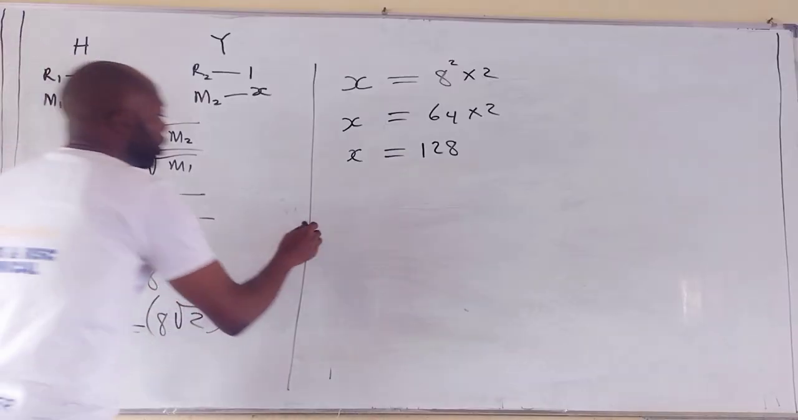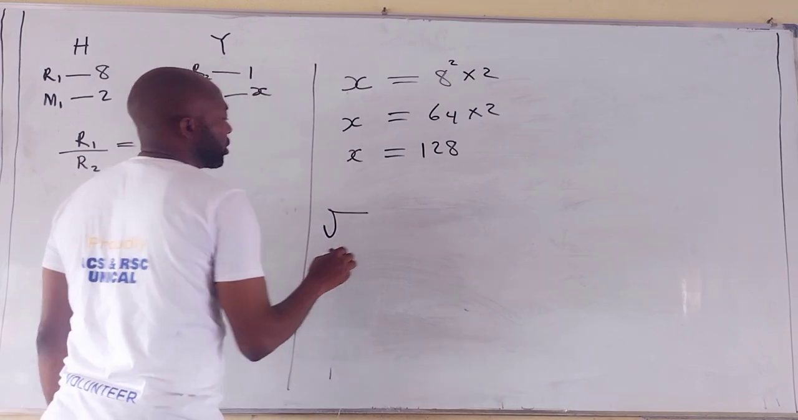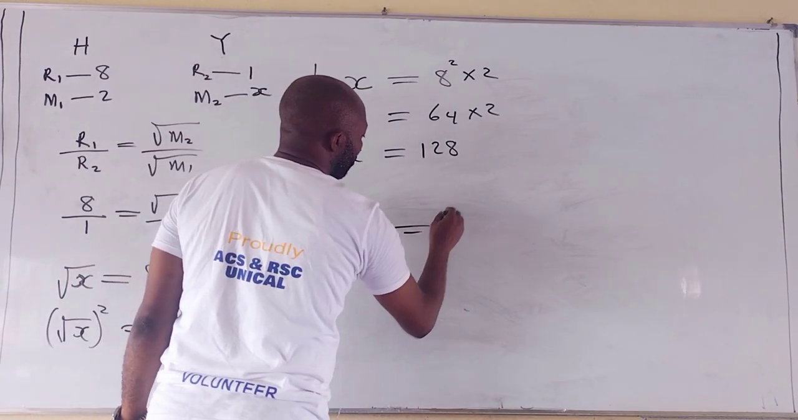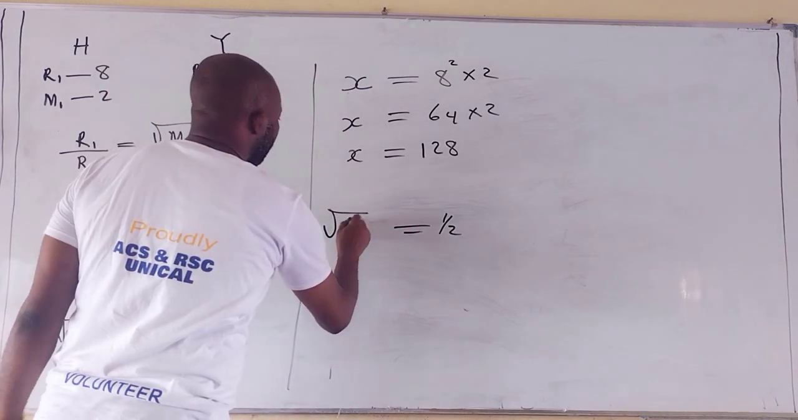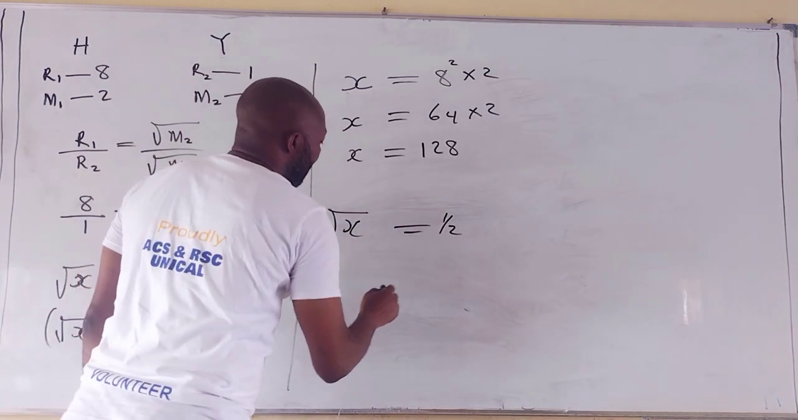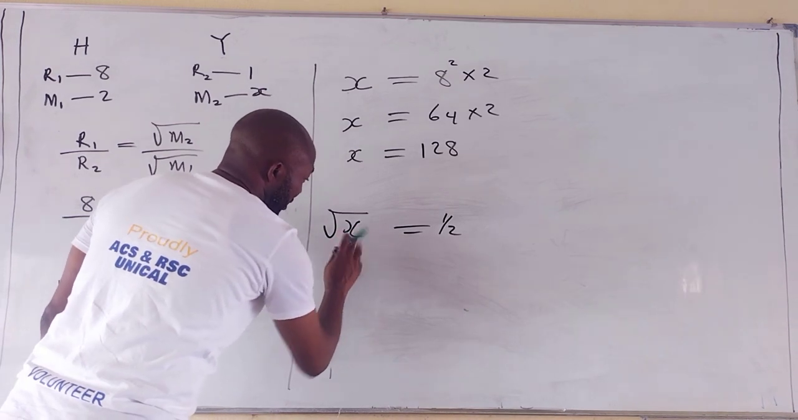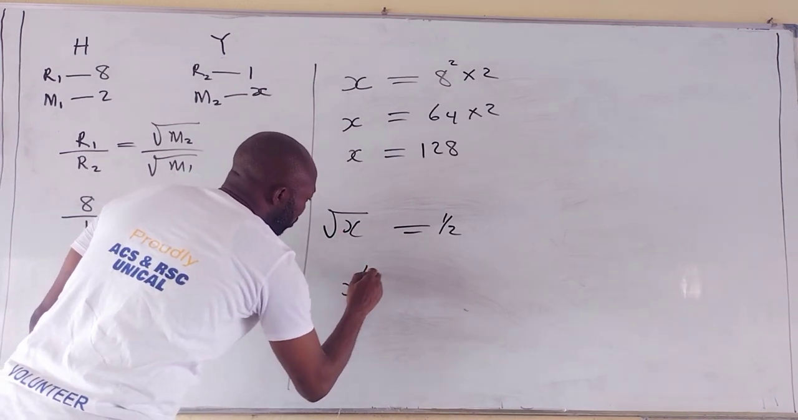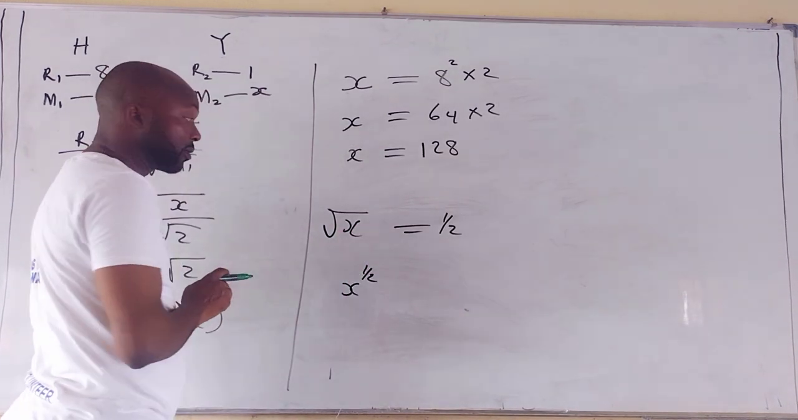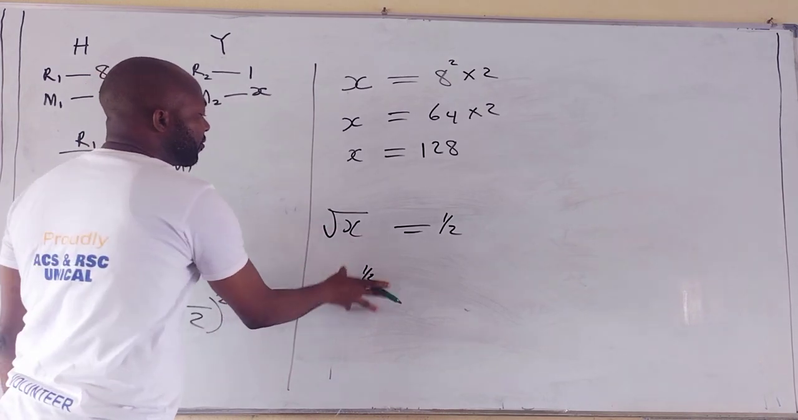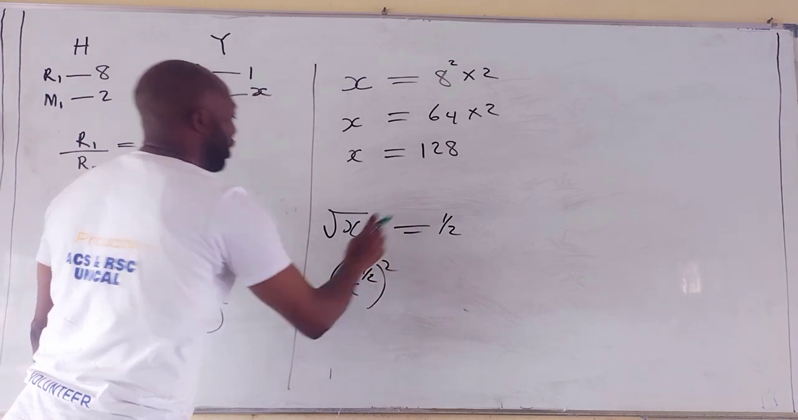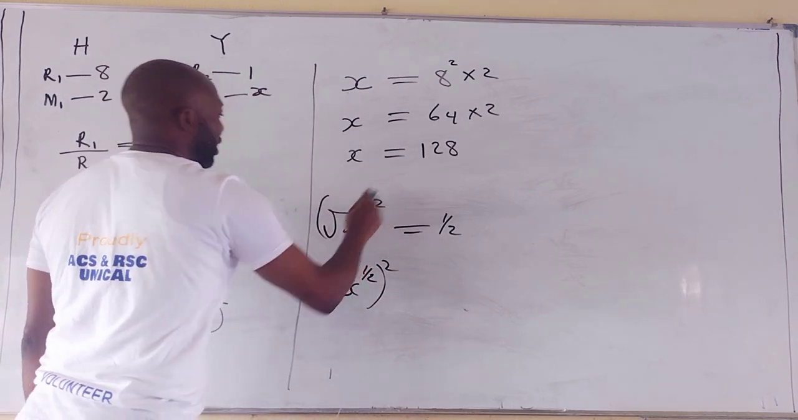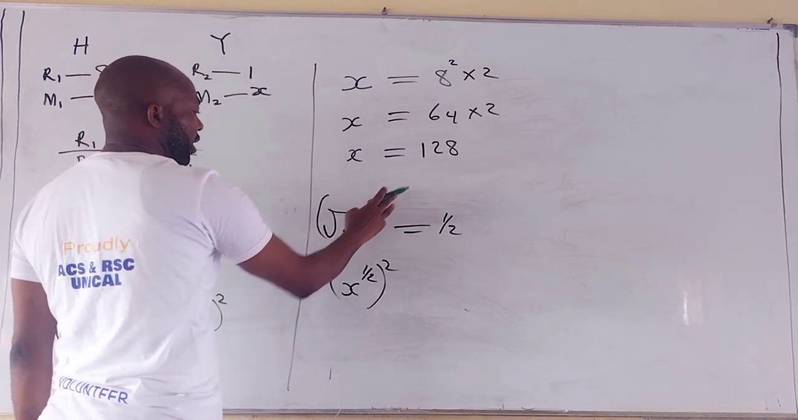So, square root is the same thing as 1 over 2 in indices. If this is x inside, here it becomes x raised to the power 1 over 2. That's what it means. So, if these two things are the same and we square both sides, like I squared here, when I squared here, I got x alone.